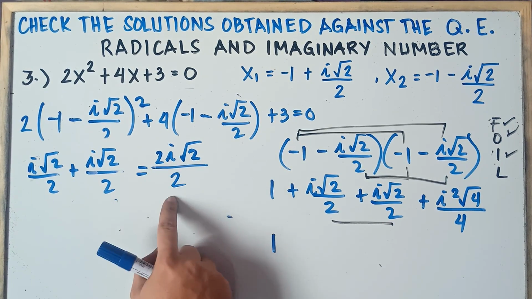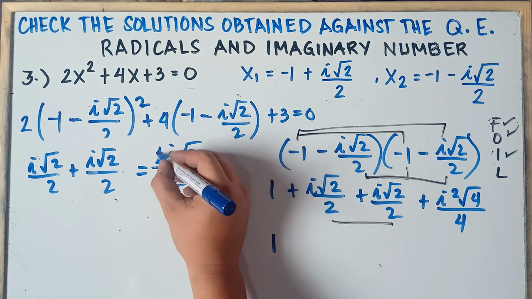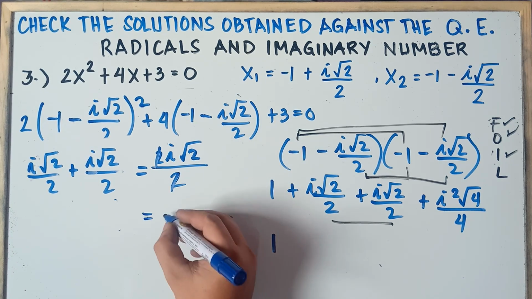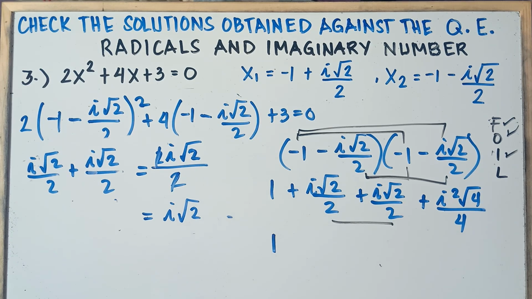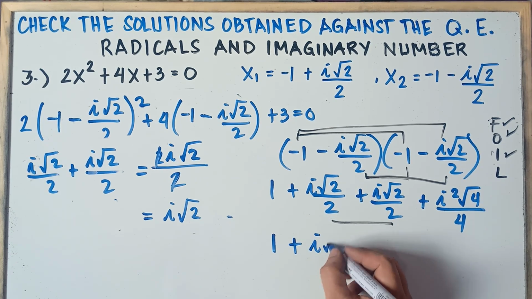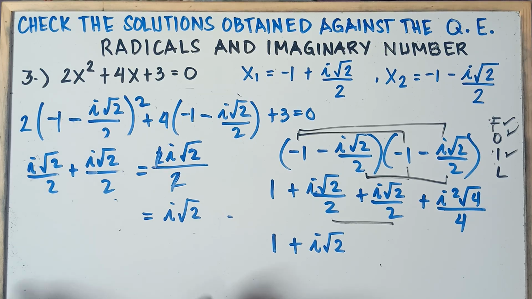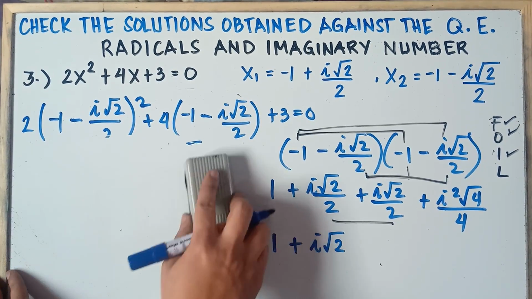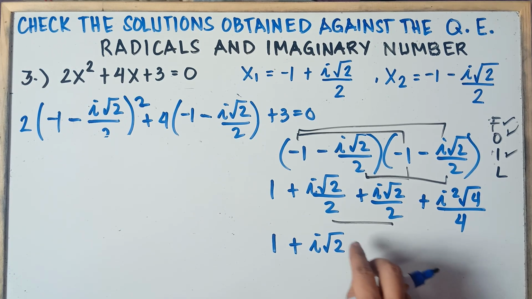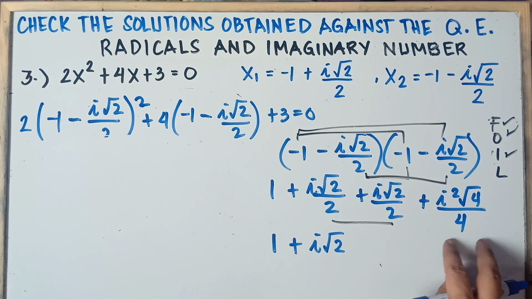So we can divide this one. 2 divided by 2, that's 1. We can cancel this out. And the answer is i square root of 2. So this is positive i square root of 2. Alright, and then we simplify this one, class. Once again, class, when we combine this one, the answer is i square root of 2. So we simplify this one, class.